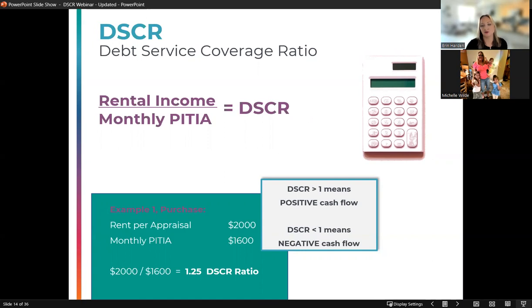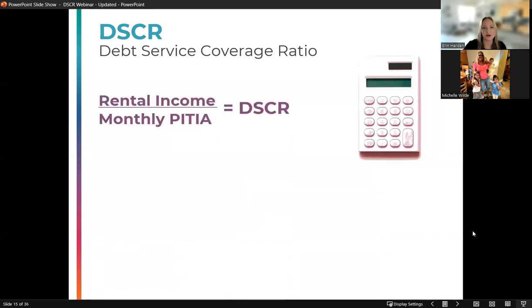A lot of lenders won't go under 1, or maybe they won't go under 0.85, something like that. We do have options with no minimum DSCR. Let's do one more example.